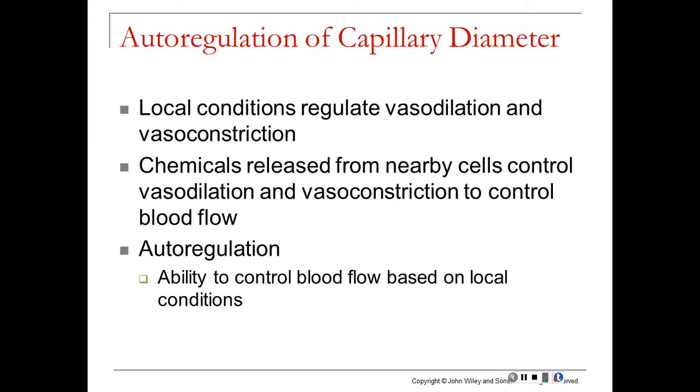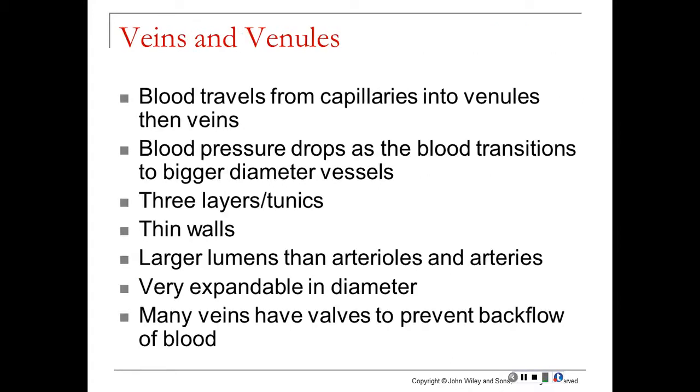There is autoregulation of capillary diameter, and that's through local vasodilation and vasoconstriction. There's special chemicals from nearby cells controlling that blood flow, and that's a condition called autoregulation, being able to control the amount of blood flow based on the local conditions of hydrostatic and osmotic pressures.